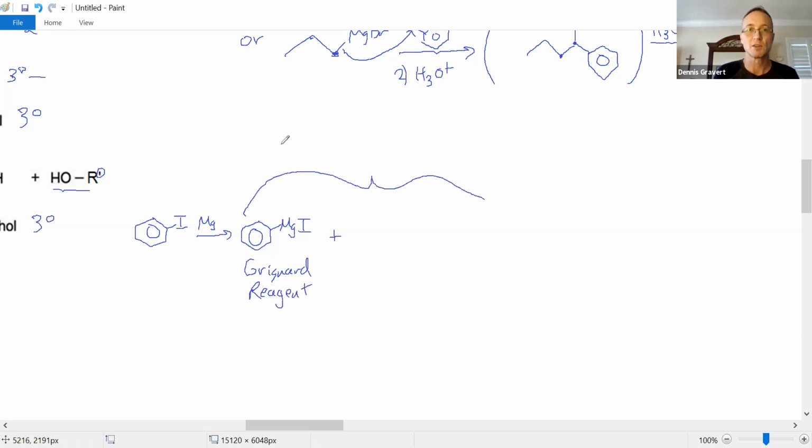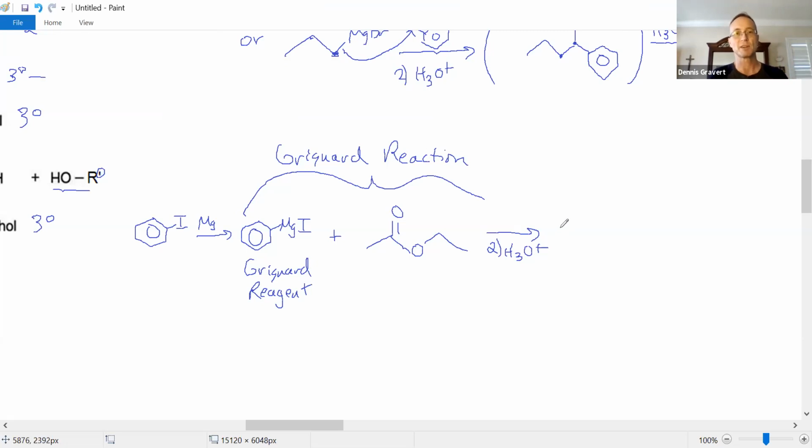And then we're going to do a Grignard reaction with an ester. I don't know, should we just use non-acetone nail polish remover, ethyl acetate? Why not? And we always add acid afterwards. Always, always. Okay, start the same way.